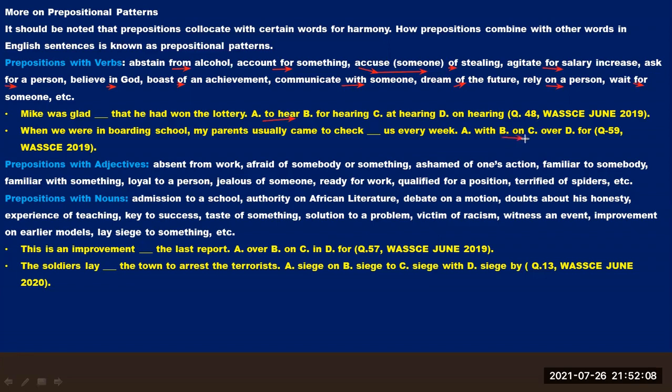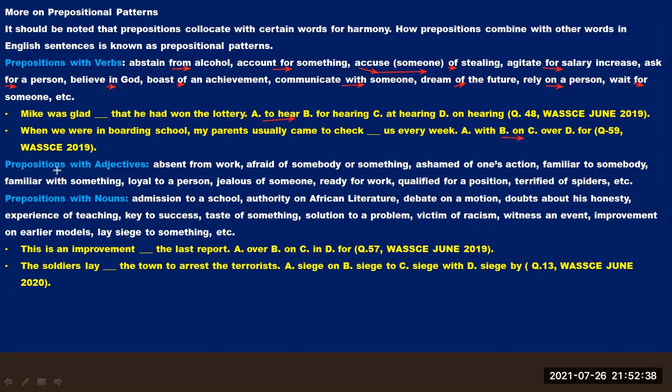That's option B. When you check on someone, you want to make sure that everything is all right with them. You cannot say, my parents usually came to check over us. That is not correct. Or to check for us is not correct. The correct option is on. My parents usually came to check on us every week.